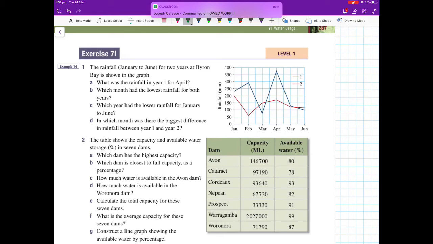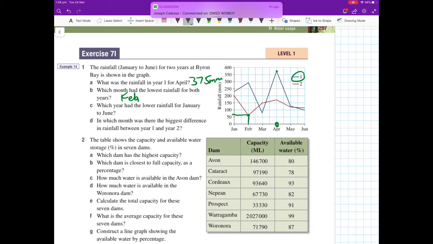Rainfall for year 1 in April. You go year 1 is the blue line. April is here, which puts us there, which would be approximately halfway up between the 350 and the 400, which is 375 millimetres. Which month had the lowest rainfall for both years? So you're looking at what had the lowest bump. It's the red year here, so year 2, and it was sitting probably at the 60, 65, somewhere around there. Question wants us to give Feb as our answer.